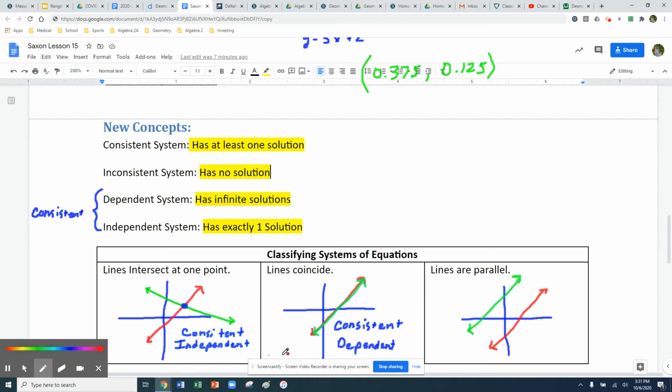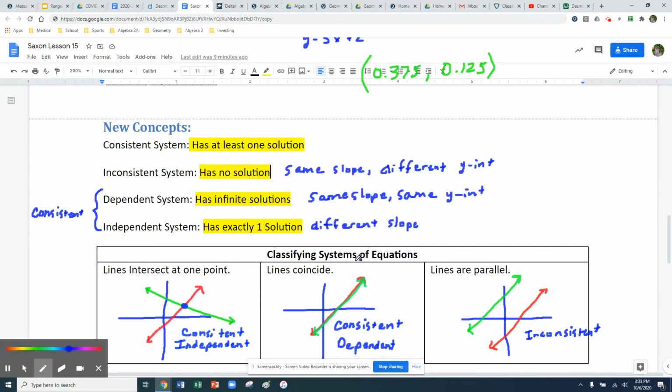And lastly, if lines are parallel, and you should know that definition from geometry, if lines are parallel, they'll never intersect, which means that they will have no solution. So we'll classify this one as inconsistent. So hopefully you're already thinking about that, knowing that two lines that intersect at one spot have one solution. If they don't intersect, they will have no solutions, which means that they are parallel. So lines that are parallel will have no solution.